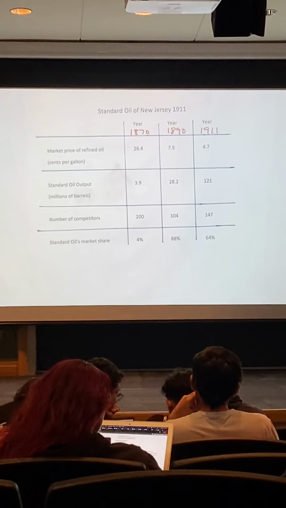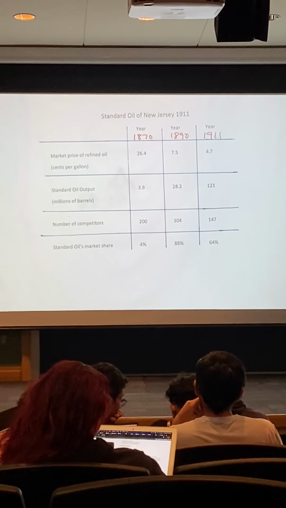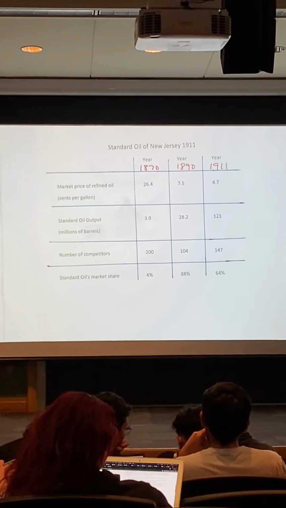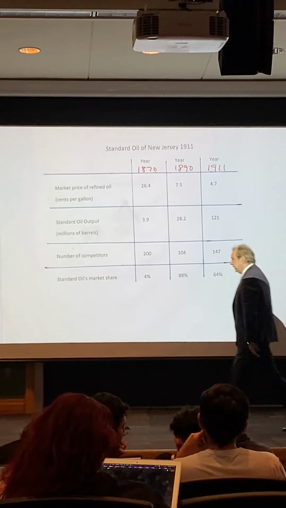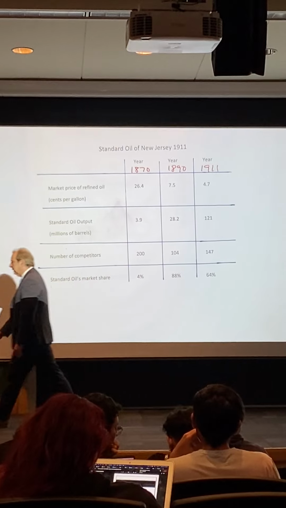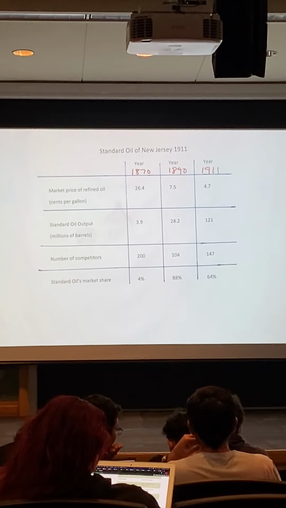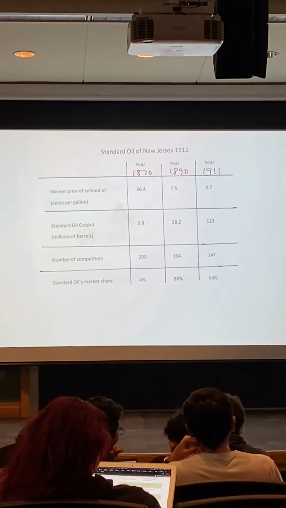Now, what is interesting is that Rockefeller was broken up. He was broken up in 1911. These are the facts from the case. This is from the Supreme Court case. And he was broken up. And you might wonder what happened after they broke him up. Well, here we go.